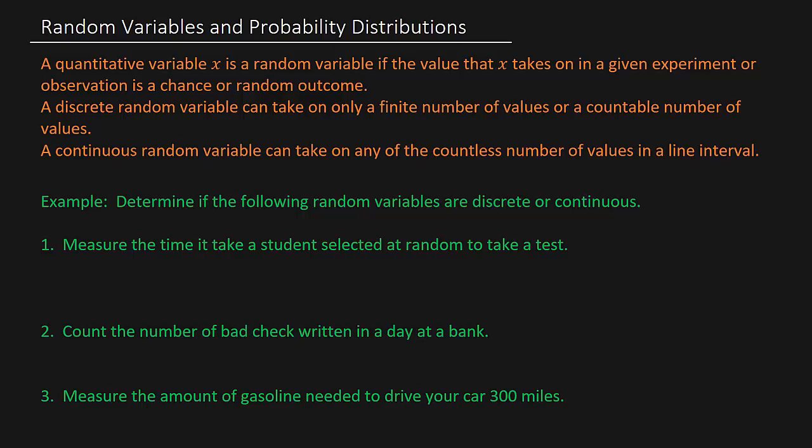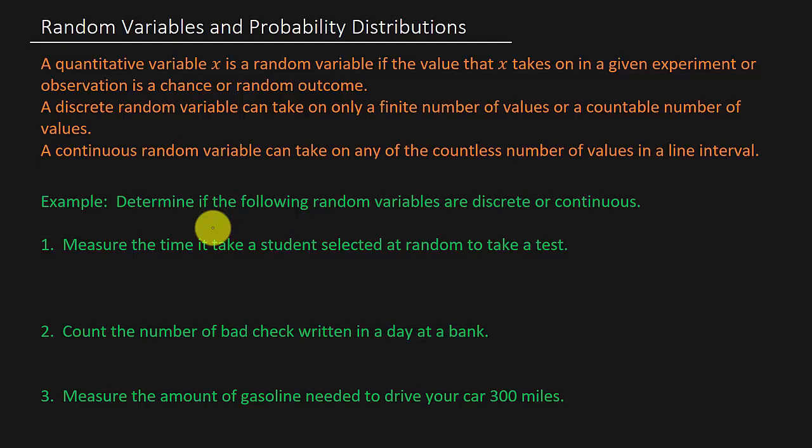A discrete random variable can take on only a finite number of values or a countable number of values, and a continuous random variable can take on any of the countless number of values in a line interval. Let's use this example to give you an idea of the difference between discrete and continuous random variables. They want us to determine if the following random variables are discrete or continuous.